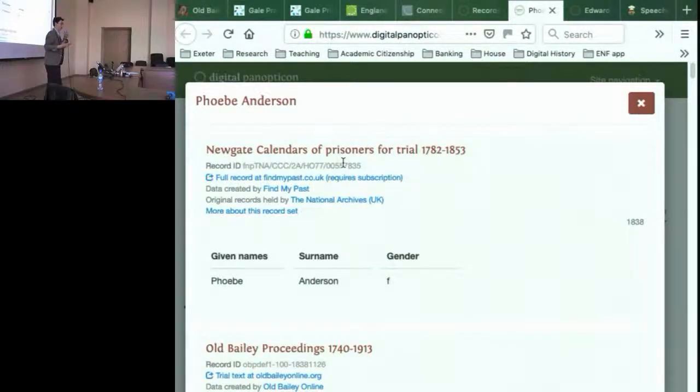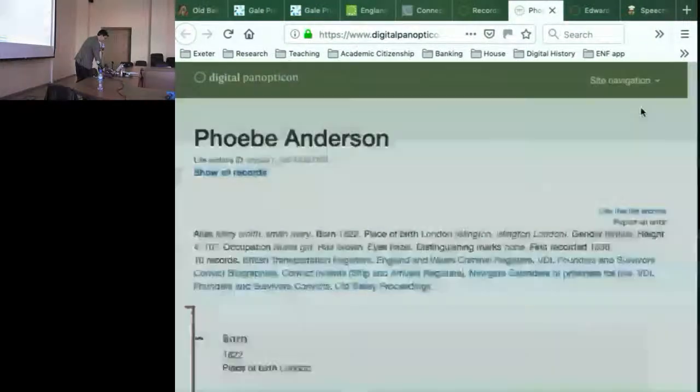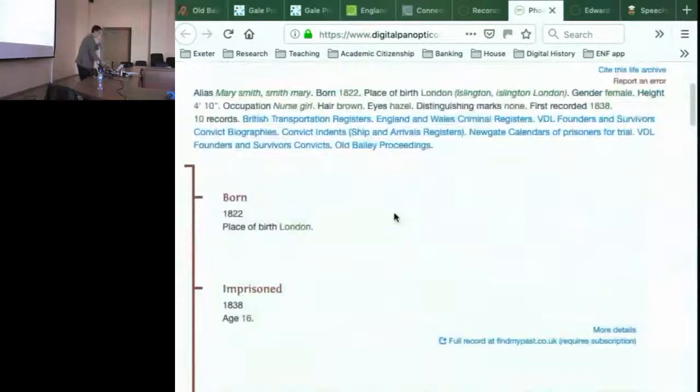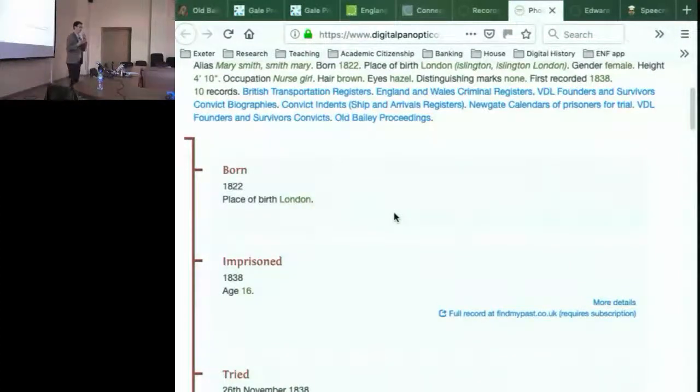There's no structure to all that information. We have 10 sets of records. We know that Phoebe appeared in those 10 sets of records, but how do we make sense of all that information? So the next stage of the project was to try and actually apply some structure to the information. And what we did was essentially create a chronological narrative for each individual, a life archive that's dictated by time. And we divided the information up into what we call life events. Major life events and minor life events.